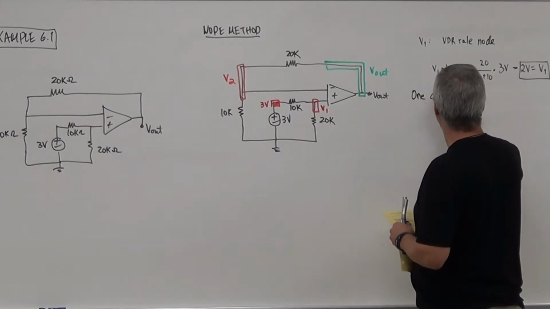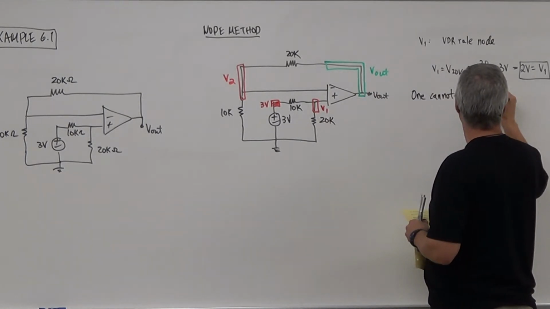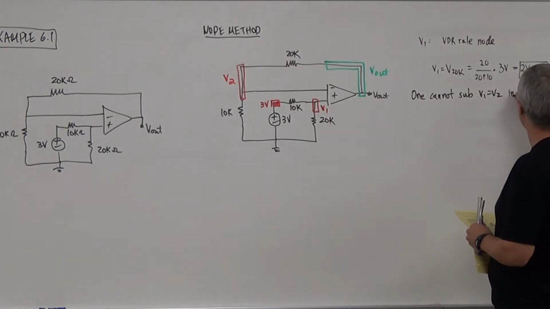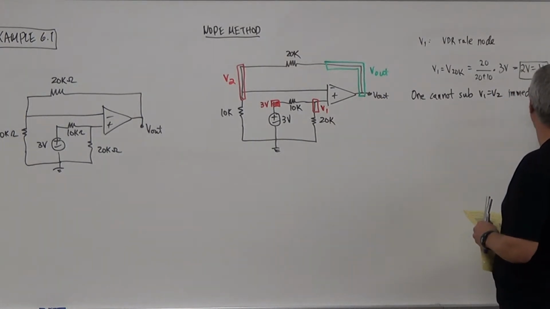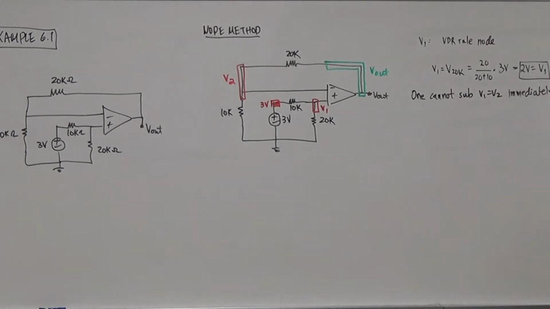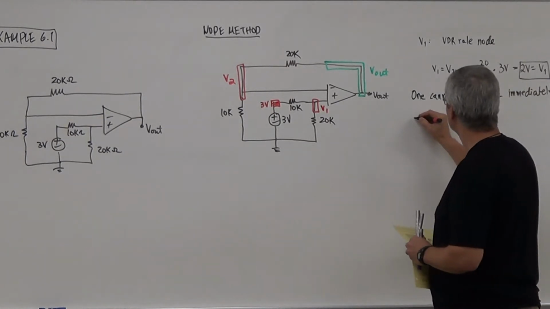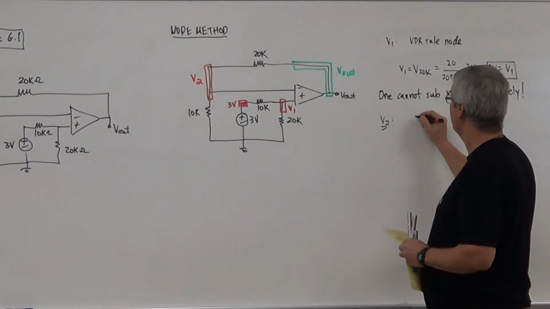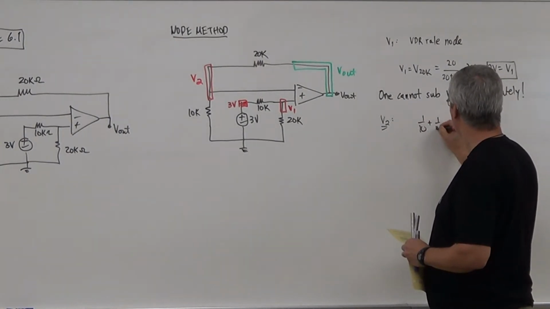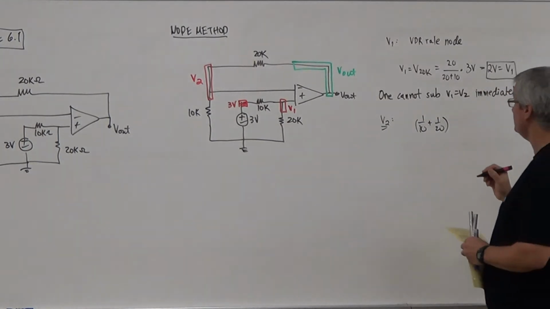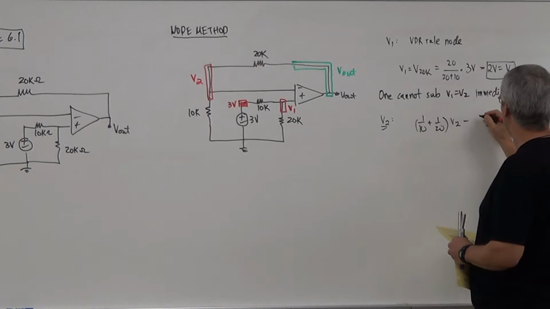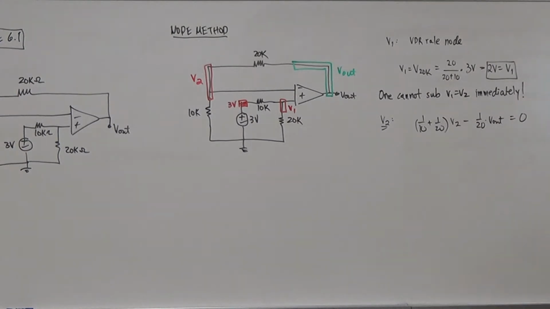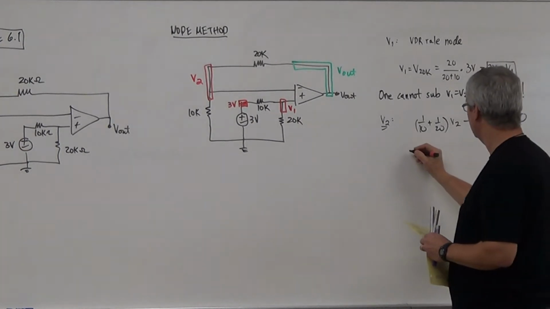One cannot sub V1 and V2 immediately into the circuit here. What I have to do is write the node equation first. If I write the node equation for V2, looking at this node, it's going to be (1/10 + 1/20) times V2 minus 1/20 times V out, and with no current sources, it has to equal 0.